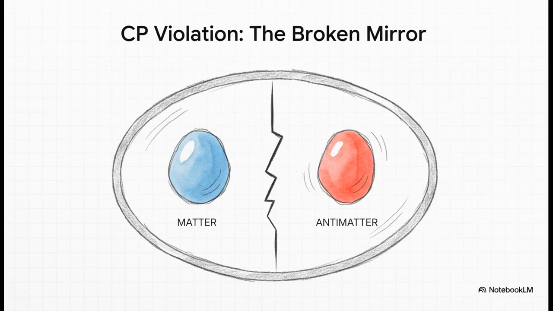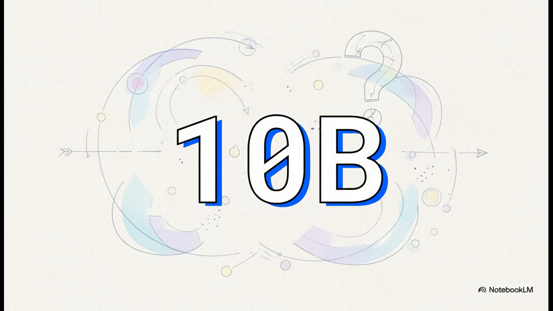And for a long, long time, this was our best and only lead. But here's the kicker. When you actually do the math, the CP violation that we know about in the standard model, it's about 10 billion times too weak to explain all the matter we see today. 10 billion. That's not just a little off. It means our prime suspect wasn't even in the right zip code when the crime happened. The case went completely cold.